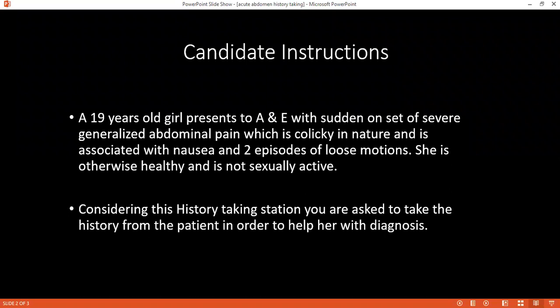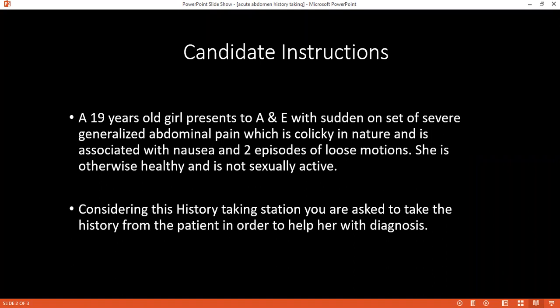So doctor, I'm having this severe tummy ache, and it's been there for quite some time. I also had loose motions 2 times. So that's why I've come to you for help. I'm so sorry to hear this. Let's talk about your tummy ache. Can you tell me the location of this pain? I can't exactly tell you because the pain is all over my tummy.